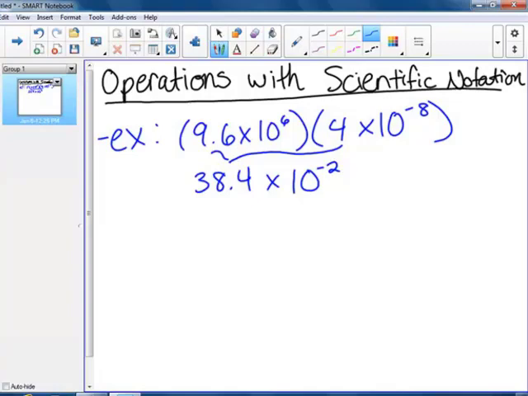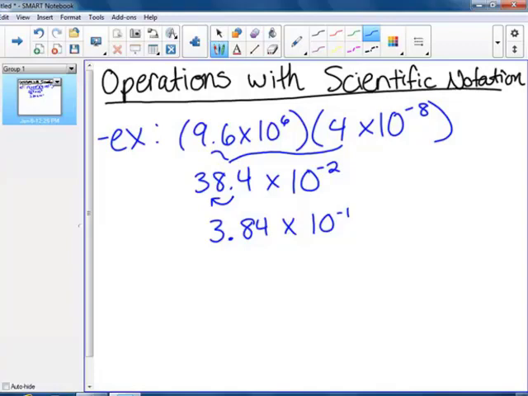Now, right now, this is not in proper scientific notation. So I have to adjust this. I have to make it so that it's 3.84 times 10 to something. Now, to figure out what that is, I have to think about, okay, well, am I going to increase my exponent by 1 or decrease it by 1? So since I'm moving to the left, I'm going to have to increase it by 1. So if I have negative 2 and I increase that by 1, add 1, that gives me negative 1.